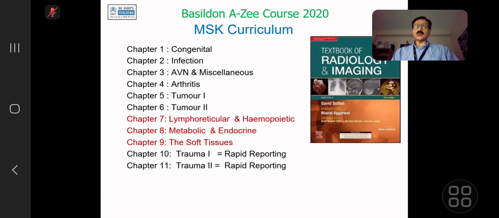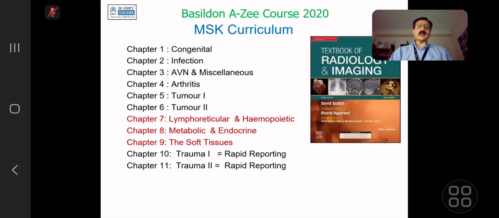The A to Z course, MSK, is designed on a textbook of radiology, and we went through chapters. The idea was to go through the whole curriculum in a textbook fashion, but in a 2B format, case after case after case. So today, what is my mandate? I designed this on a textbook of radiology, which is David Sutton, and there are 11 chapters in MSK.